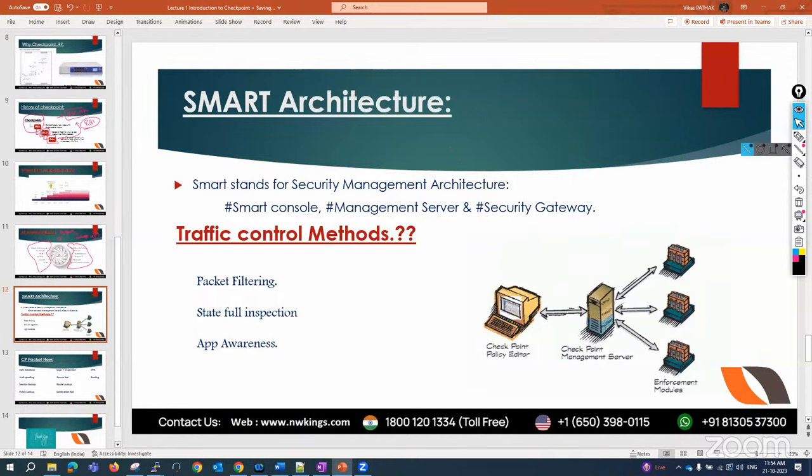Okay. Now let's start Checkpoint. You understood Checkpoint is a vendor in the network security field. They are doing a lot of things, right? They have a lot of things available in their bucket, but mainly they are famous for the security architecture. Now, why are they famous and what is the architecture they provide? So first thing, if you will be going for a Checkpoint L1 level engineer, you will be asked what is the Checkpoint architecture. The Checkpoint architecture is called smart architecture. What is it? Smart architecture.